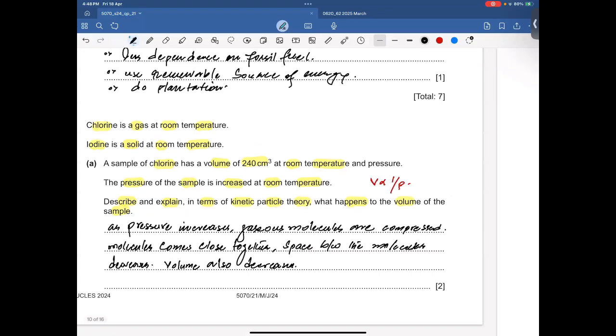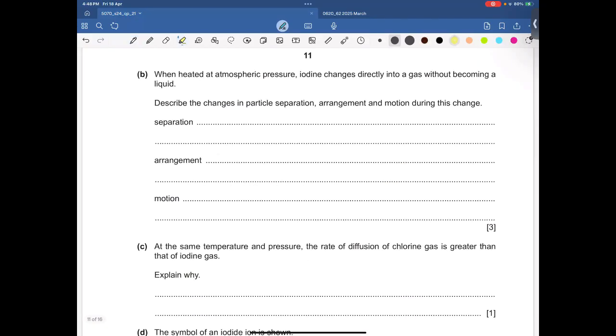Okay. Next, when heated at atmospheric pressure, iodine changes directly into gas. When iodine is a solid, it changes directly into gas. Then this process is called sublimation. Okay. Describe the changes in particle separation, arrangement, and motion during this change. Separation.